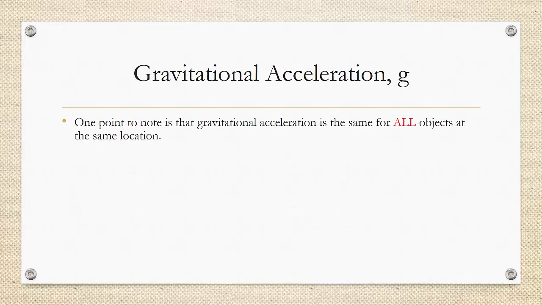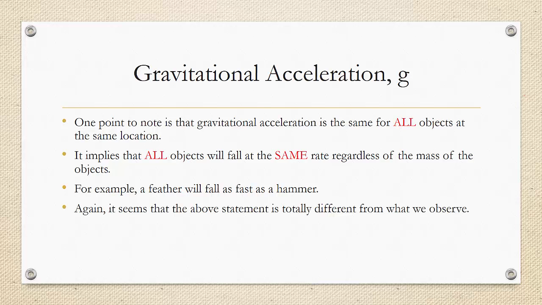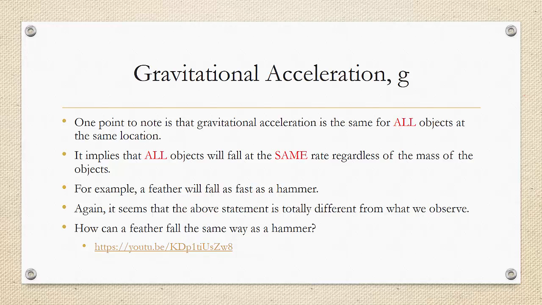This gravitational acceleration is the same for all objects at the same location, meaning that on Earth it is generally about 10, and on the Moon it is 1.6. It implies that all objects will fall at the same rate regardless of the mass of the object. So it means that a feather would actually fall as fast as a hammer. Again, this statement seems totally different from what we observe on Earth. How can a feather fall the same way as a hammer?